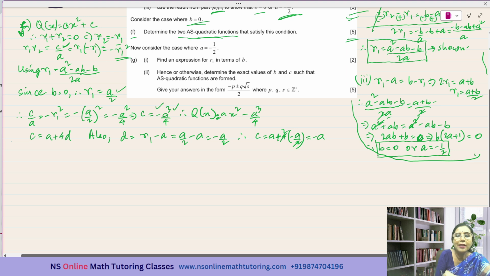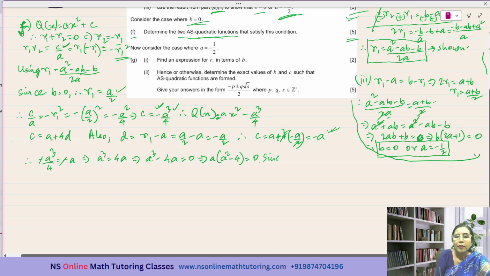So once we have got C's expression as negative A cube over 4, another time we are getting C's expression as negative A. So let us equate these two. Therefore, negative A cube over 4 is equal to negative A. And I can cancel these two negative signs. So I get A cube is equal to 4A, or A cube minus 4A is equal to 0. Therefore, A times A square minus 4 is equal to 0.